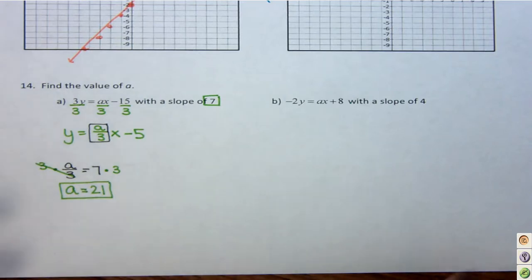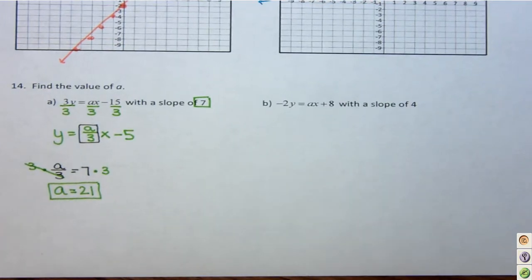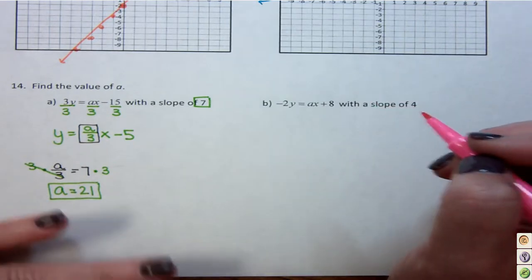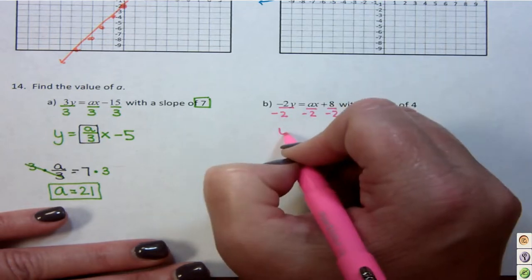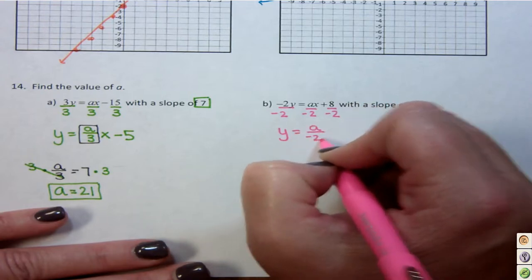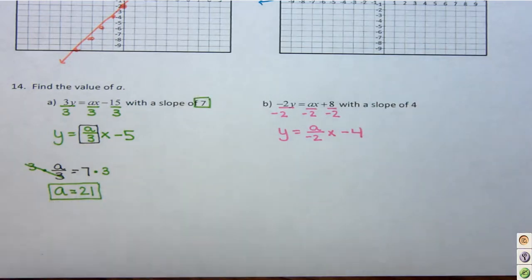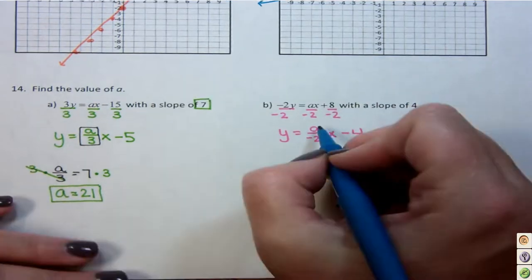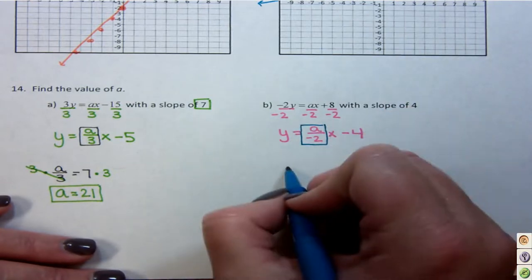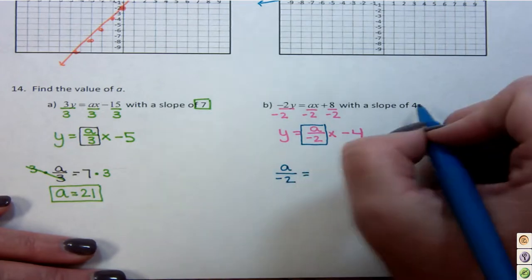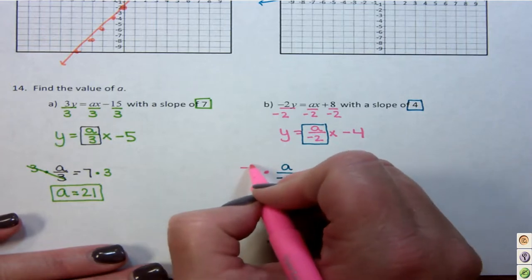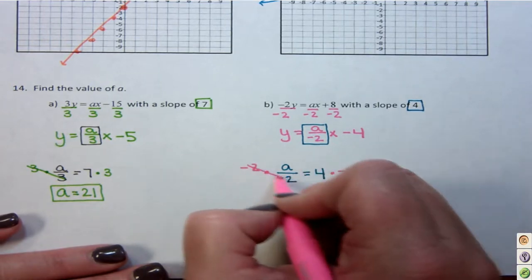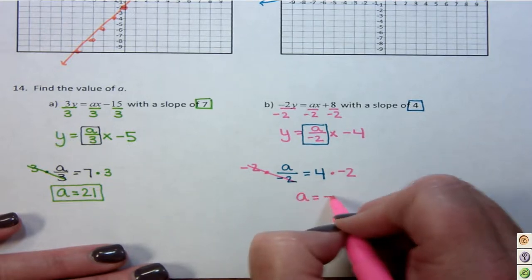Okay, so let's try that one again. So part B, again, I have to get the y by itself because we got to get it in the form of y equals mx plus b. So I'm going to divide everything by that negative 2. So I get y equals a over negative 2x minus 4. Again, what I care about in this is the slope. So the slope in this case is a over negative 2. We want the slope to equal 4, so it equals 4. So now I'm just solving my equation. So to solve my equation, I have to multiply both sides by that negative 2. These cancel. So a equals 4 times negative 2 is negative 8.